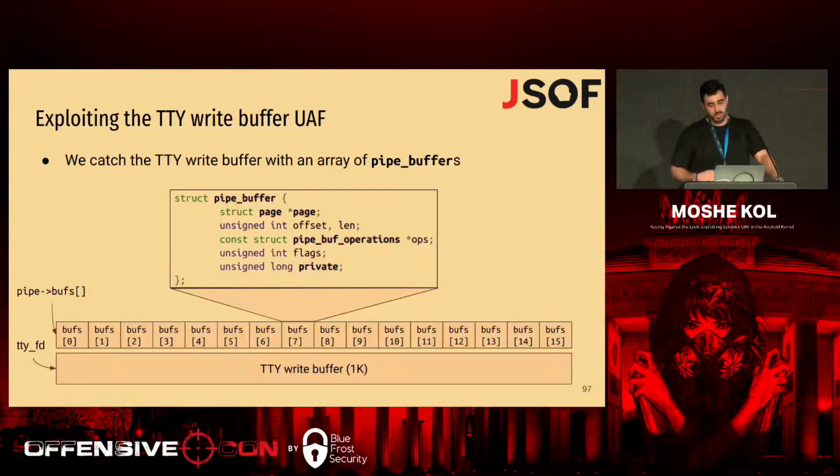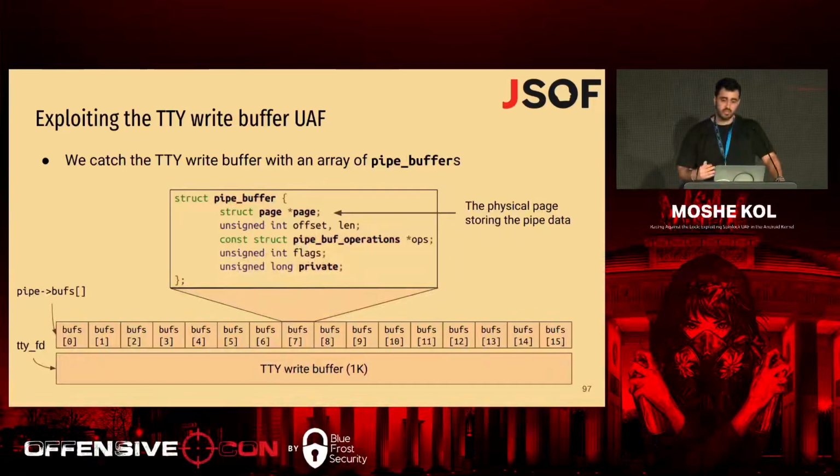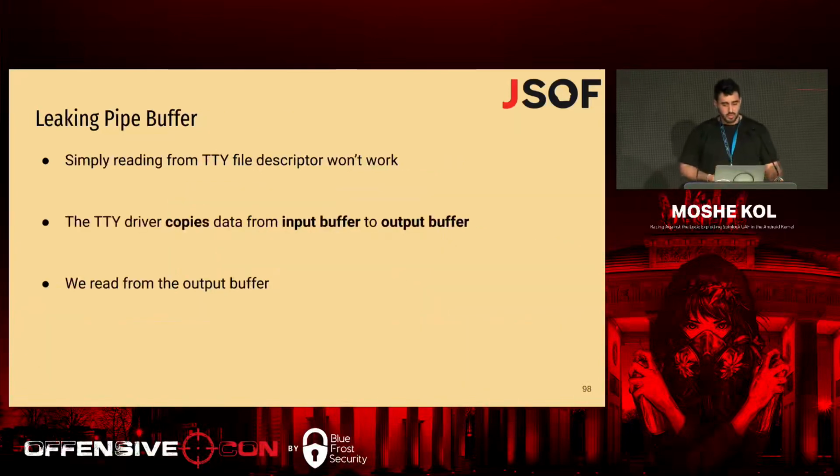And why pipe buffers? Because they are useful. First, they contain a pointer to a struct page that stores the actual pipe data. So by altering this page pointer, we can get read-write on this altered page. And also it contains a pointer to a global kernel data structure, the pipe buffer operations. So if we leak this pipe buffer, we can defeat KASLR.